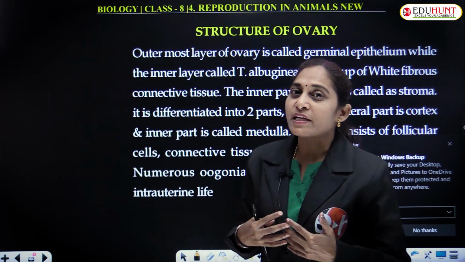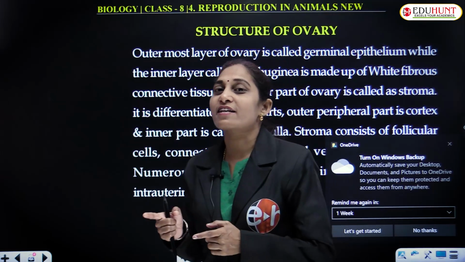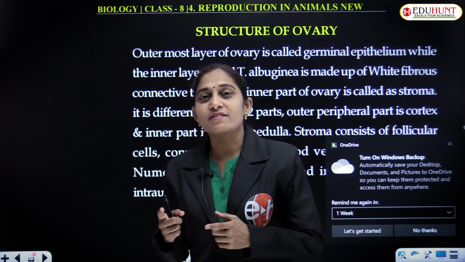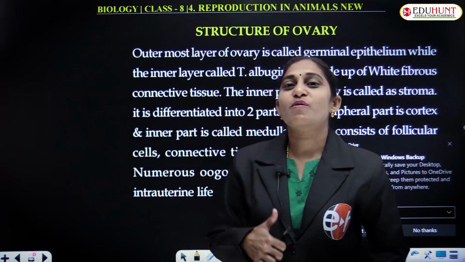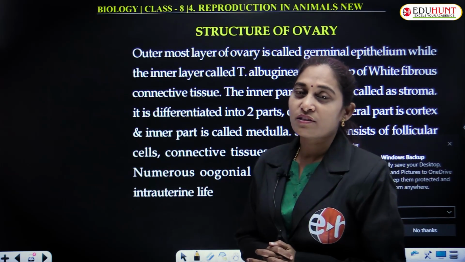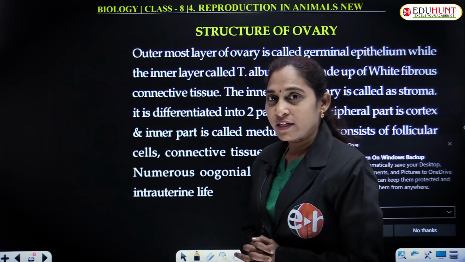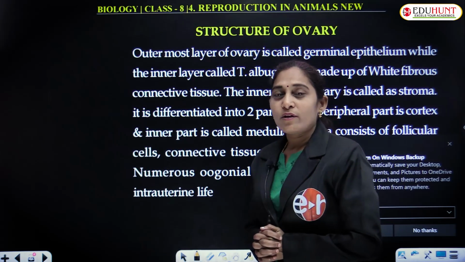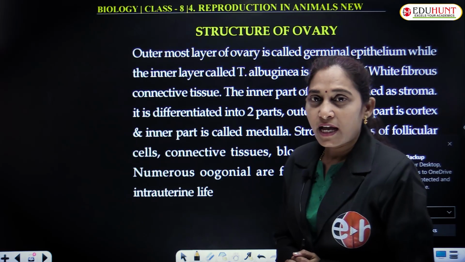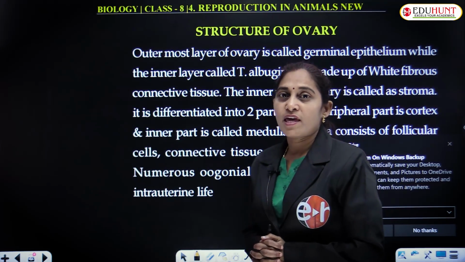Ovaries are the primary sex organs. That means we also have secondary sex organs. We have already discussed the primary and secondary sex organs of the male as well as the female. In this session, we are going to discuss the female primary sex organs, that is, the ovaries. There is a pair of ovaries situated in the female abdomen, and they are responsible for the release of the ovum, that is, the female gamete.